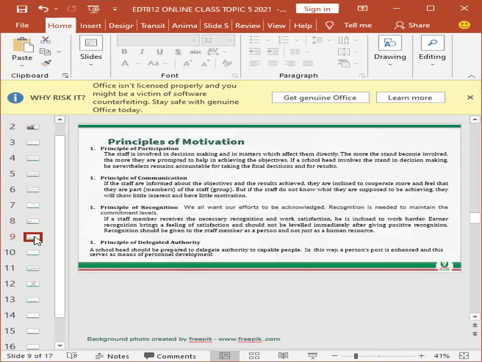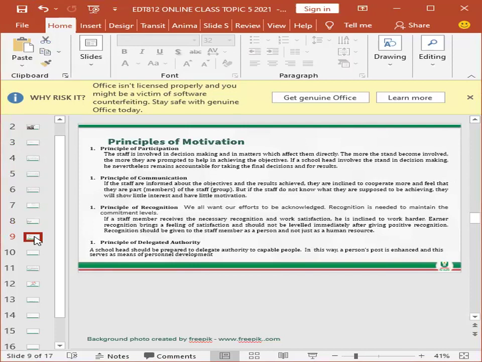So it now leads us to principles of motivation. Principle of participation. Motivation is concerned with the cause of behavior, so why people act, speak, or think the way they do. So we have the principle of participation.